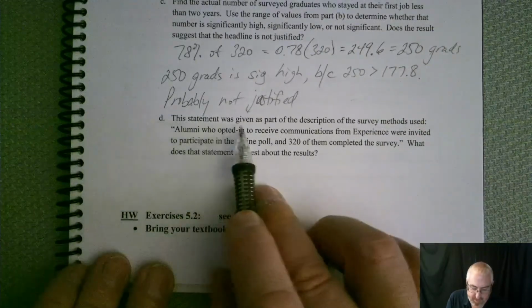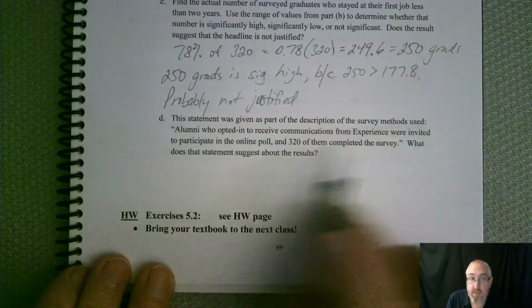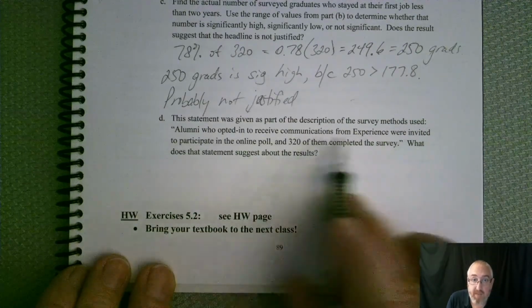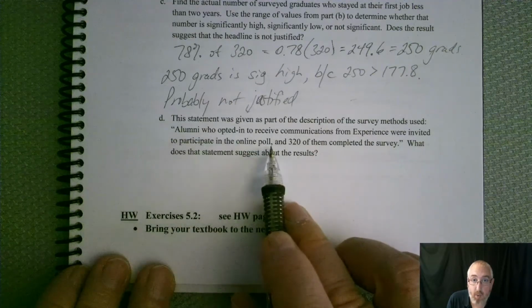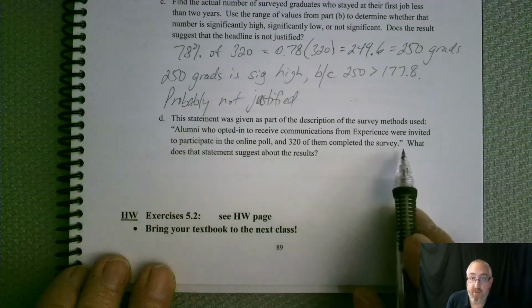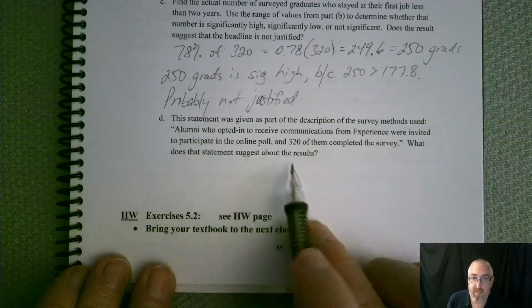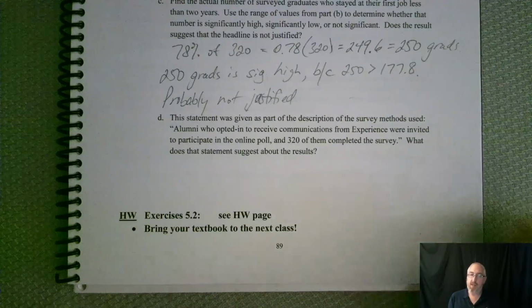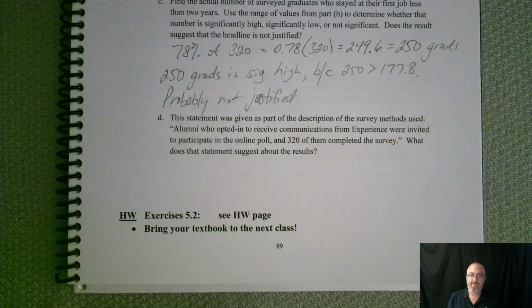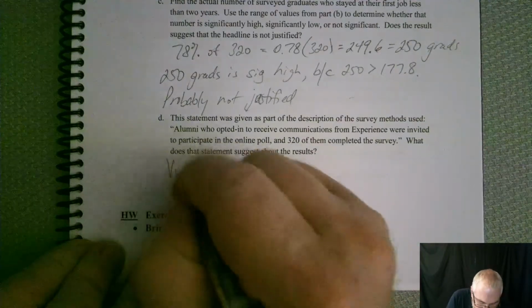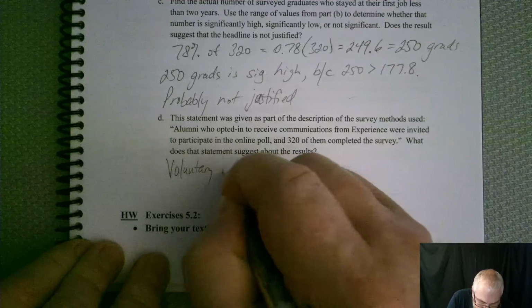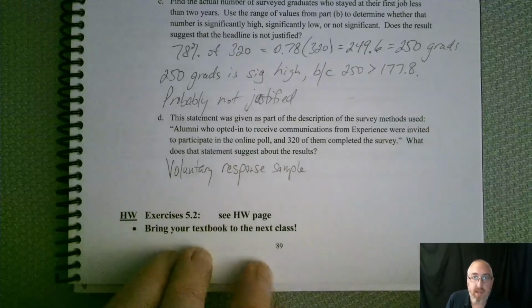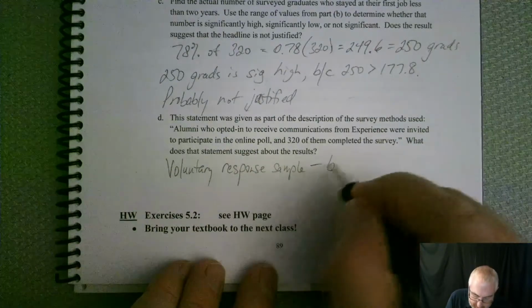This statement was given as part of the description of the survey methods used. Alumni who opted in to receive communications from Experience were invited to participate in the online poll, and 320 of them completed the survey. What does that statement suggest about the results? What kind of response is that? Hopefully you're screaming at me. Voluntary. This is a voluntary response sample. And we've already shot those things down, right? Because there's bias.